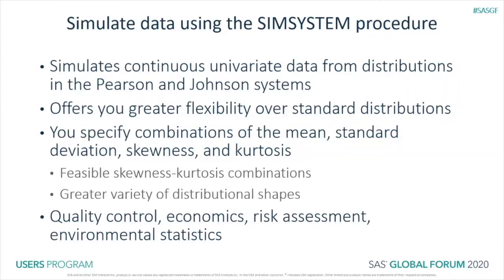The third procedure is the SIMSYSTEM procedure, and this is a procedure that you can use to simulate data. Now, it's specifically for simulating data from a continuous univariate distribution in either the Pearson or the Johnson system. The whole idea of SIMSYSTEM is that instead of trying to specify parameters, you simply specify the moments. So in this case, you can do the mean, the standard deviation, the skewness, and the kurtosis. This allows you a lot of variability in the type of data you want to simulate.